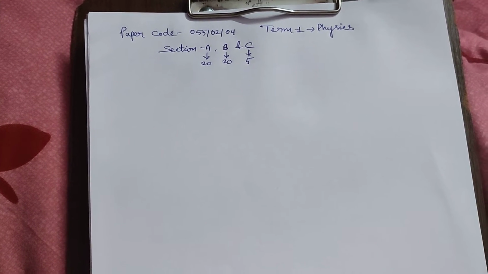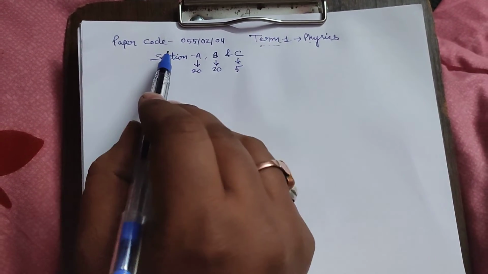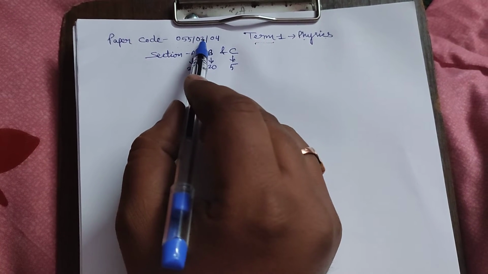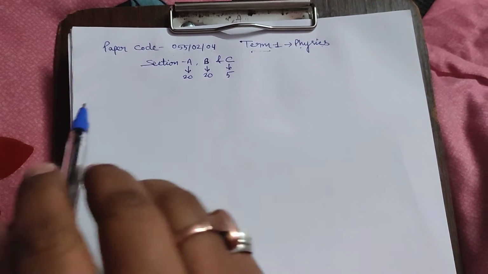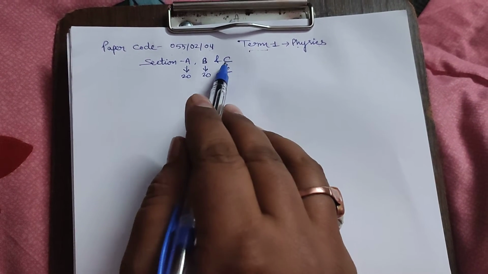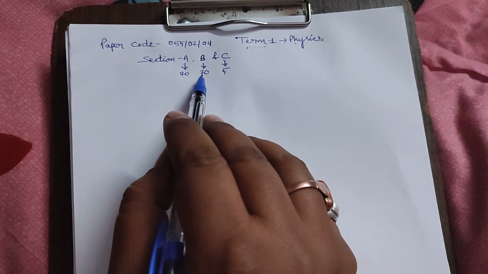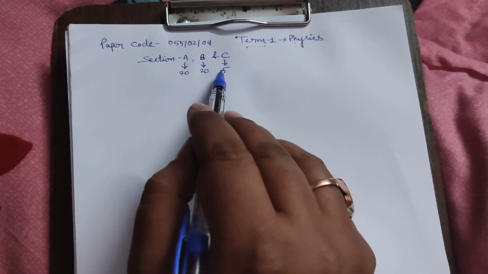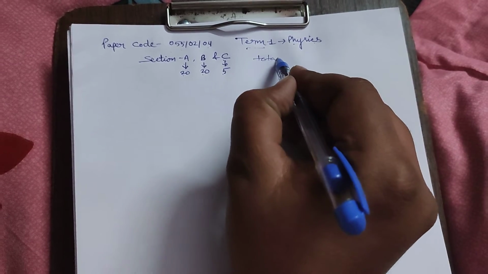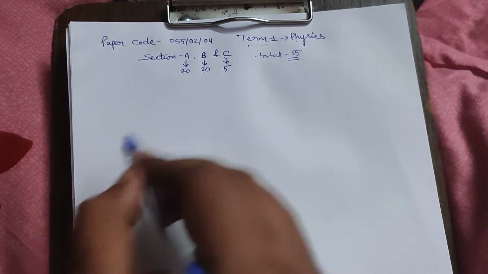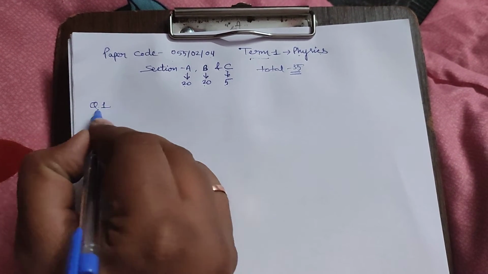Today we are going to solve the paper of term 1 subject physics, and the paper code is 055/2/4. Now there are three sections in the paper: Section A, B and C. In Section A we have to attend any 20 questions. In Section B we have to attend any 20 questions. And in Section C we have to attend any 5 questions, and there are a total of 55 questions in the paper. Okay, so let's start with question number 1.